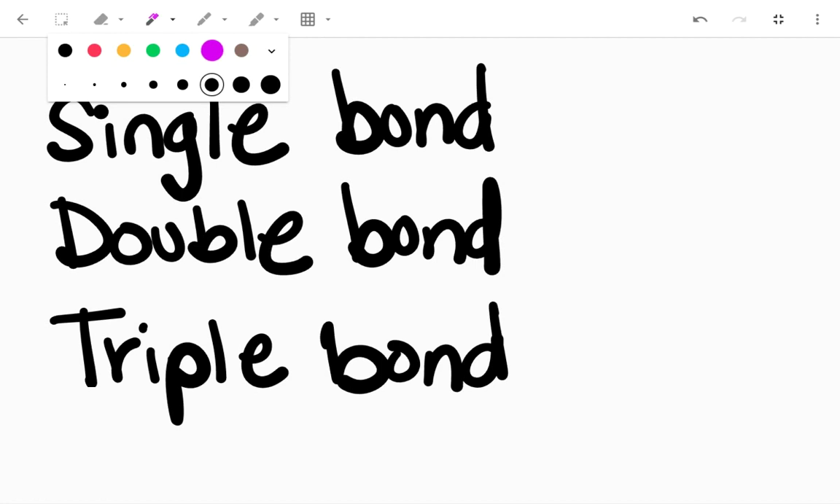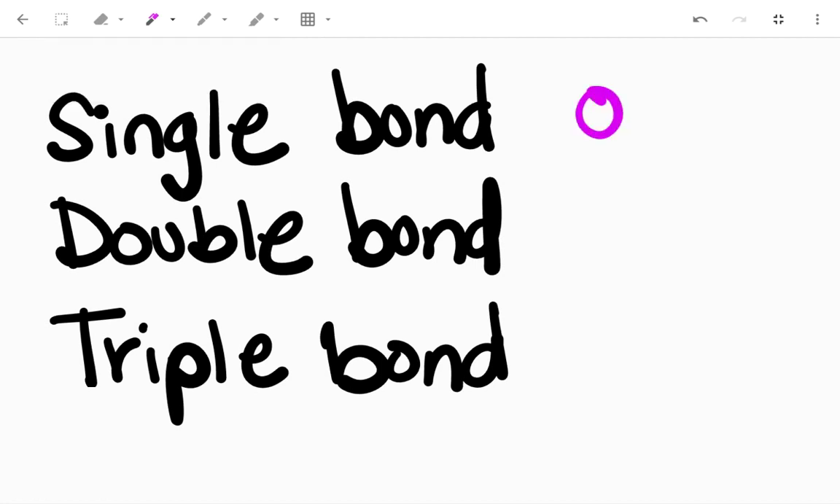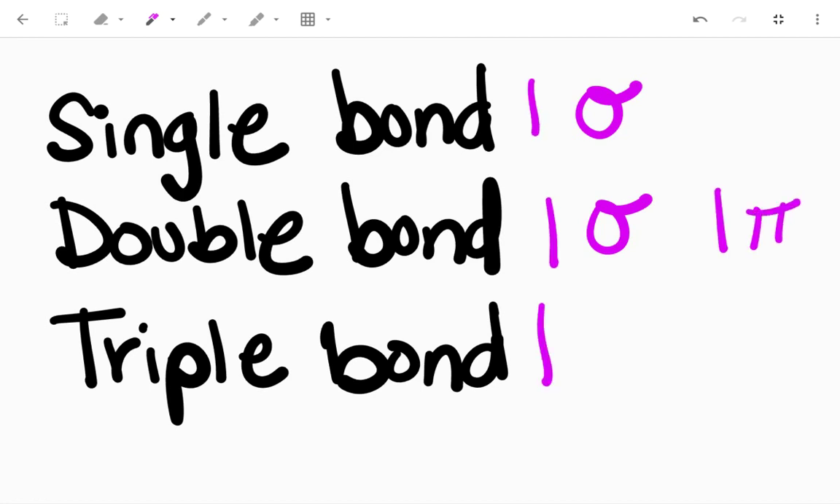A single bond will have just one sigma. A double bond will have a sigma bond and one pi bond. And a triple bond will have a sigma bond and 2 pi bonds. That's what you'll find when you see parallel orbitals overlapping and sharing electrons. Okay?